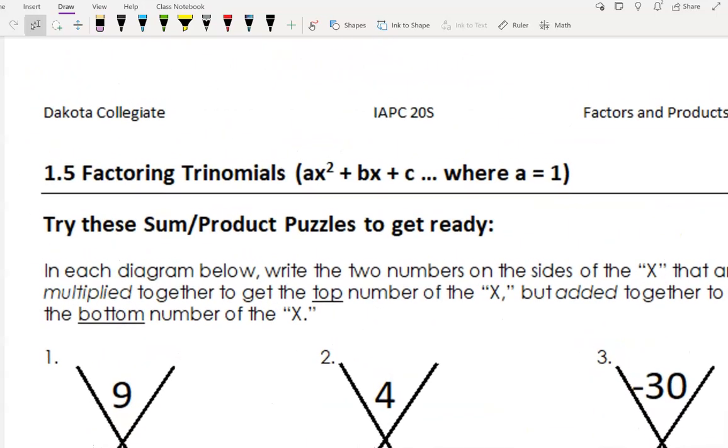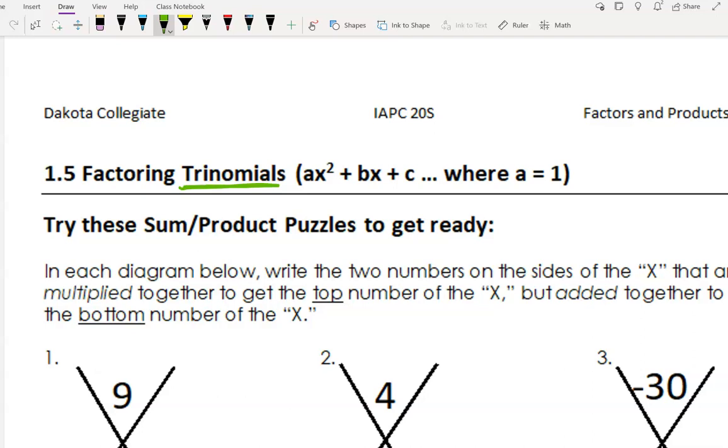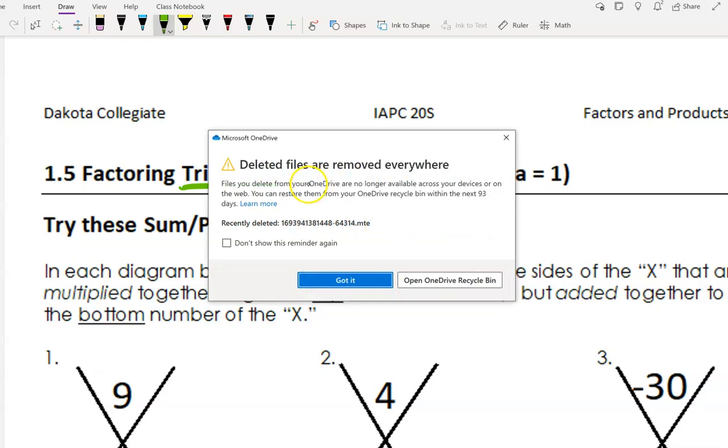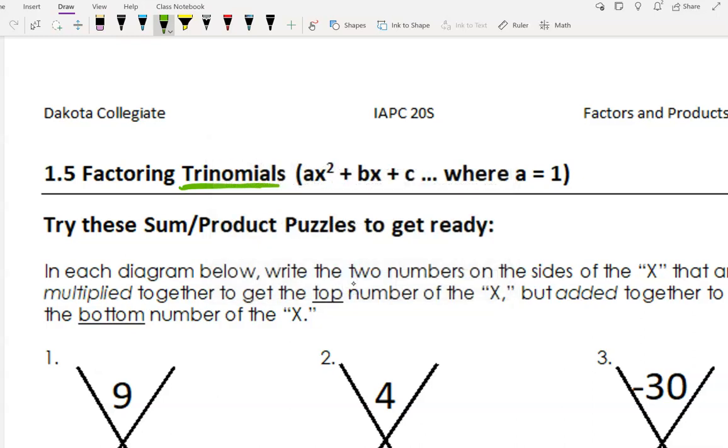Okay, so what are we doing here? We're factoring trinomials. Okay, all of the questions that we're doing in terms of factoring will be trinomials. Three terms. They will look like this: ax squared. Okay, and all that a means is it's a number. So you're going to have an x squared term, you're going to have a term with x, and then you're going to have a term with no x. Okay, so this is the focus here.